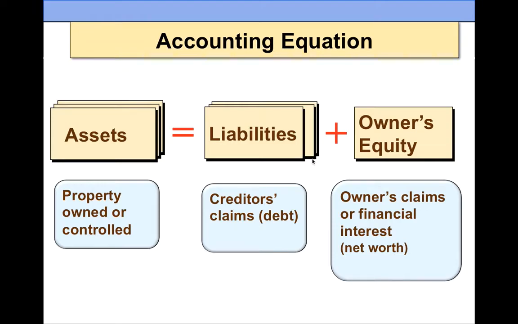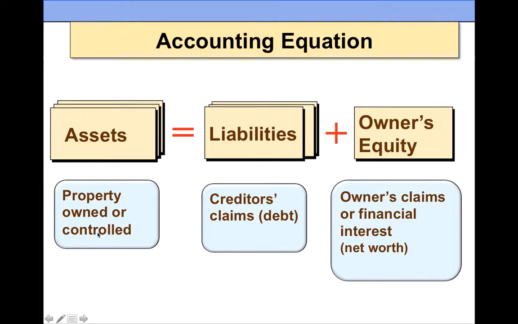Okay, so assets that the business has must be equal to liabilities plus owner's equity. And these are the definitions. So the assets are property that we own or control. It doesn't matter if we paid it off or not. If we have a title, like you buy a car and you have a title for your car, it doesn't matter if you're still paying off on the loan, that is your asset. It doesn't matter if you paid it off or not.